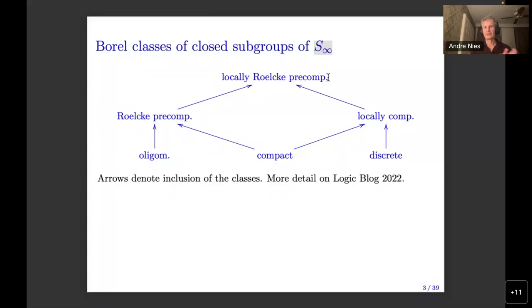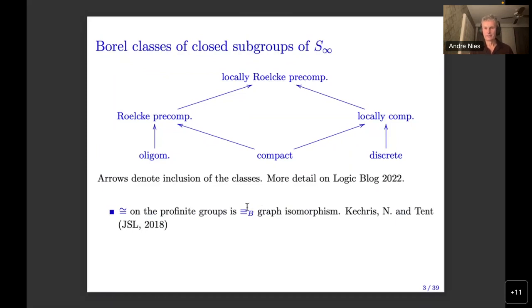I'm just putting this to tell you these are all Borel classes, and even though oligomorphic and locally compact are basically incompatible, there's still a reasonable Borel class containing both. So for each of those classes, we've looked at the complexity of the isomorphism problem, and the first paper with Alekos and Katrin Tent showed that the isomorphism relation on profinite groups is actually as bad as it can get. Namely, it's Borel equivalent to isomorphism of countably infinite graphs, which is really an upper bound for all of those classes.